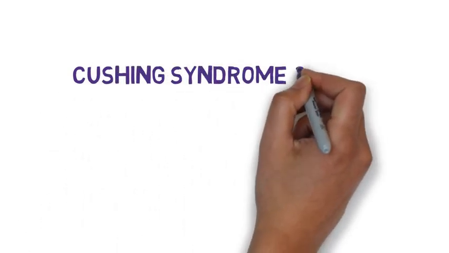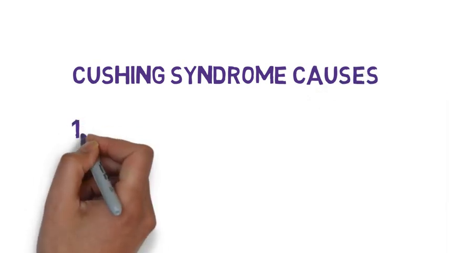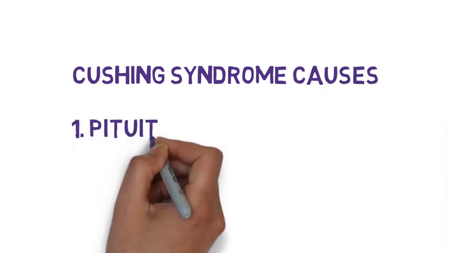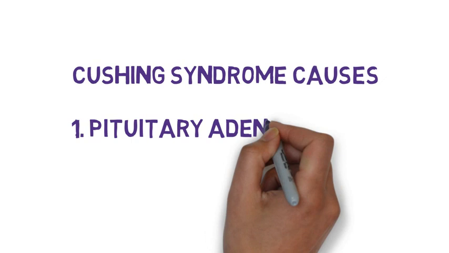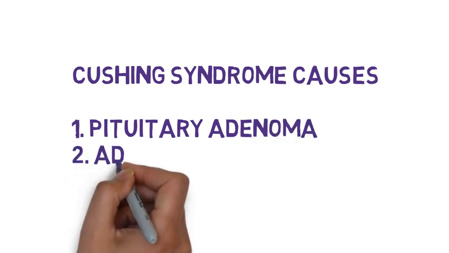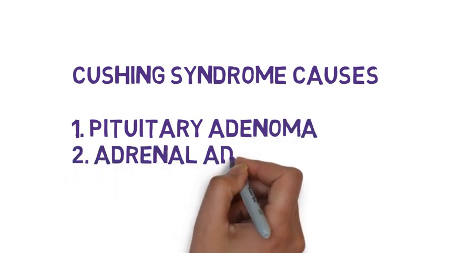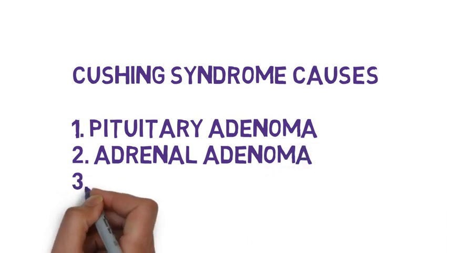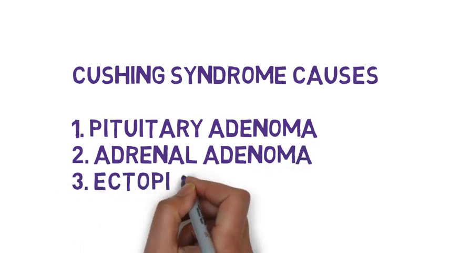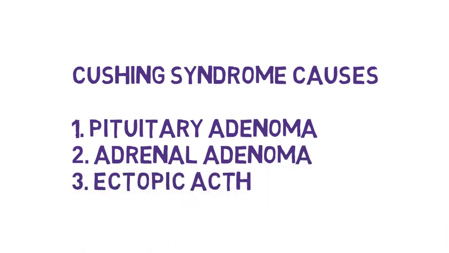What are the causes of Cushing syndrome? Well, there's many different causes. You can get the pituitary adenoma, and this is Cushing's disease. If Cushing syndrome is caused by a pituitary adenoma, that's Cushing's disease. You can get an adrenal adenoma, and you can get ectopic ACTH production, and that's by things like lung cancer, which is producing ACTH, and other malignancies.